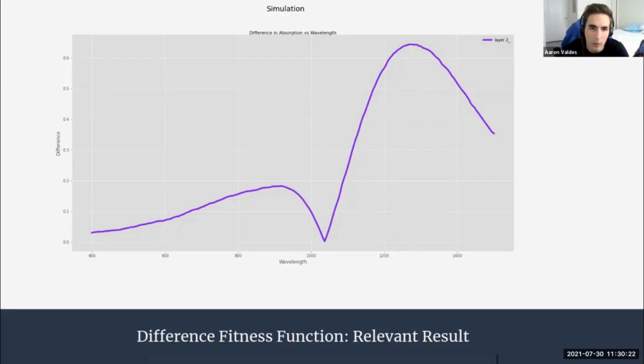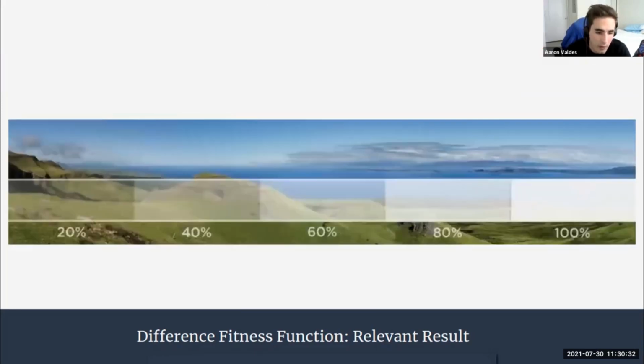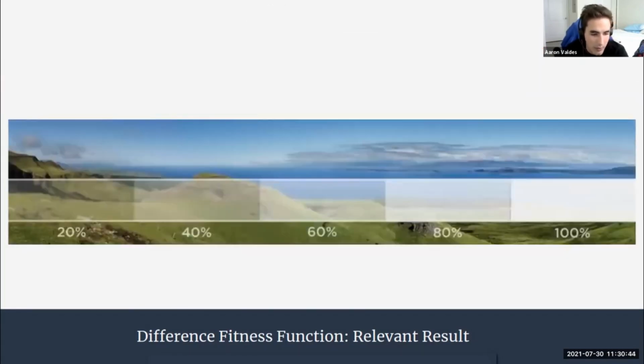So what do these preliminary results mean? The results we see can be a transition from 20% all the way to 80%, given that we have a difference in absorption of 0.65, which in a sense can be like a 60% difference in absorption. So it could be a difference between going from 20% all the way to 80% in absorption.